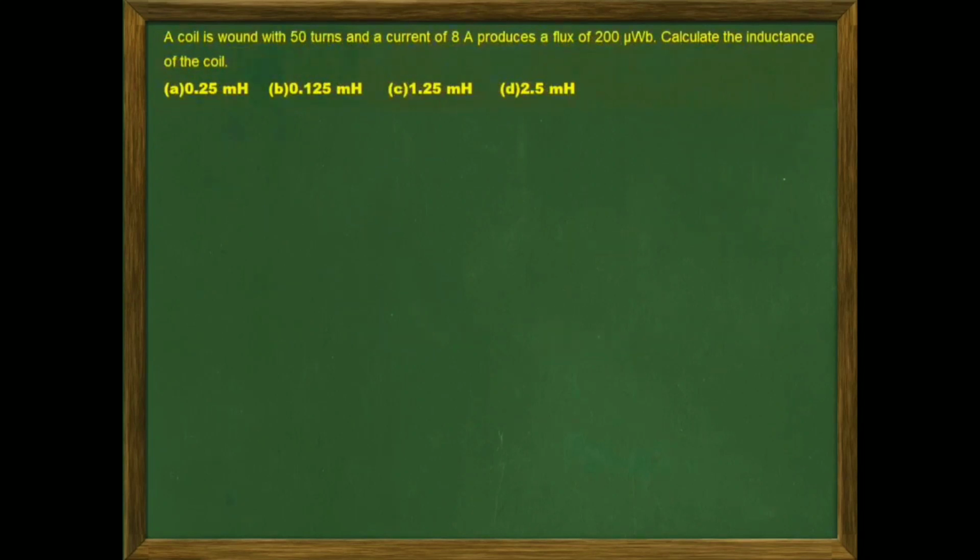In this question, there is a coil wound with 50 turns, and a current of 8 ampere produces a flux of 200 microweber. Now we have to calculate the inductance of the coil. We know that the flux linkage of the coil is given as N phi equal to L into I, from our previous discussion.